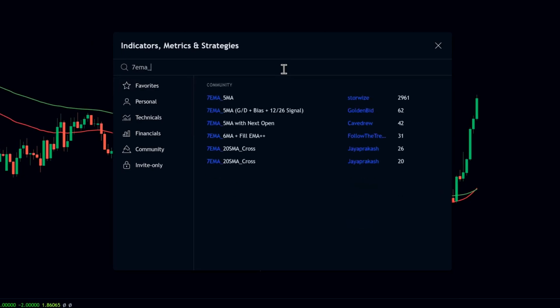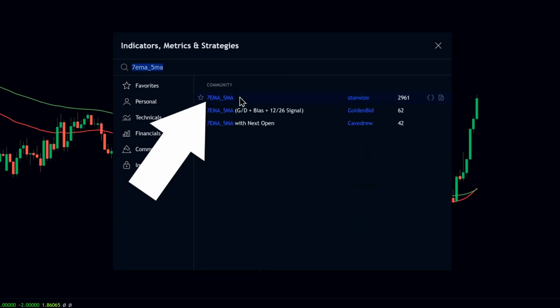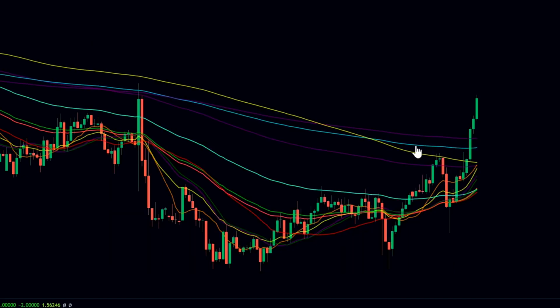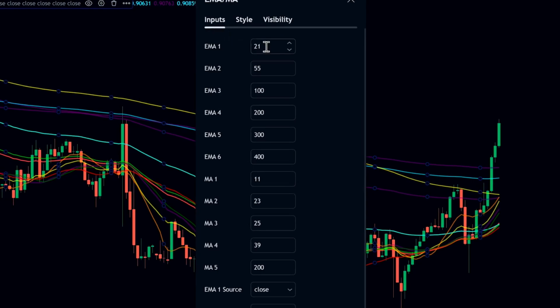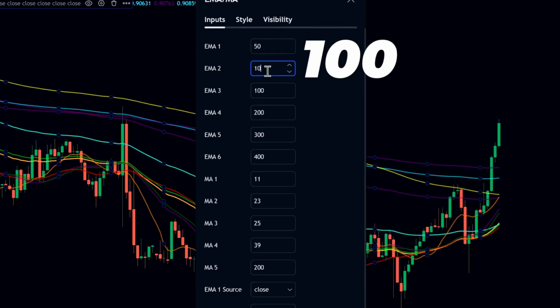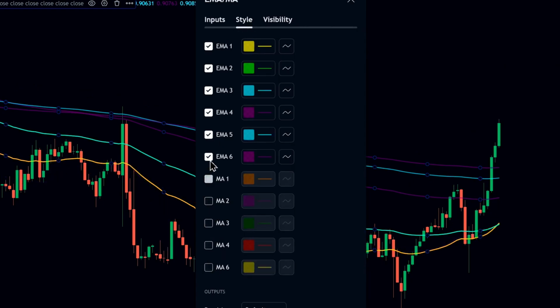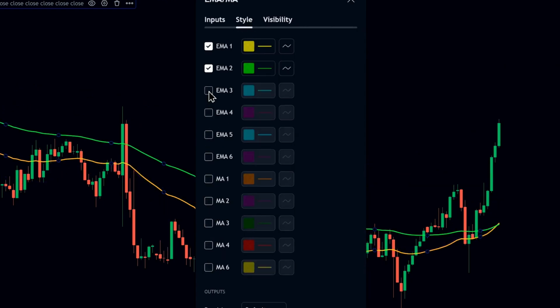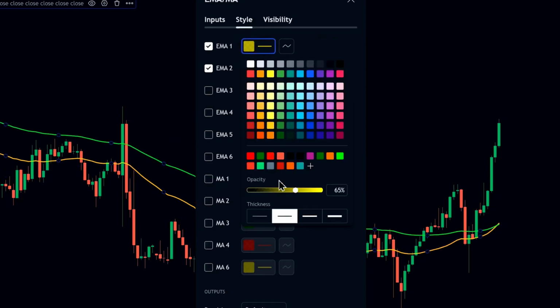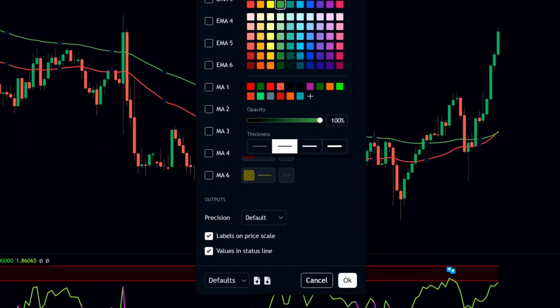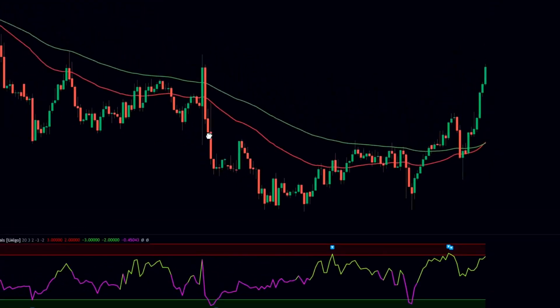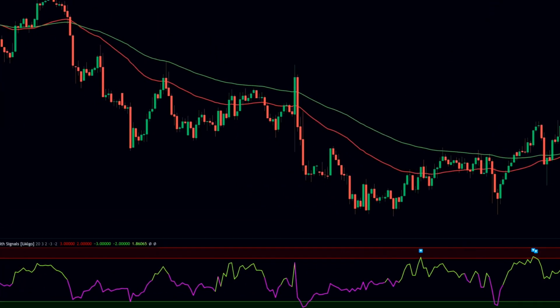Search for the indicator 7EMA_5MA created by Storewise and open the settings. Under the inputs tab, set the EMA1 length to 50 and the EMA2 length to 100. Then in the style tab, disable all the moving averages except for the first two EMAs. Set EMA1 to red and EMA2 to green.